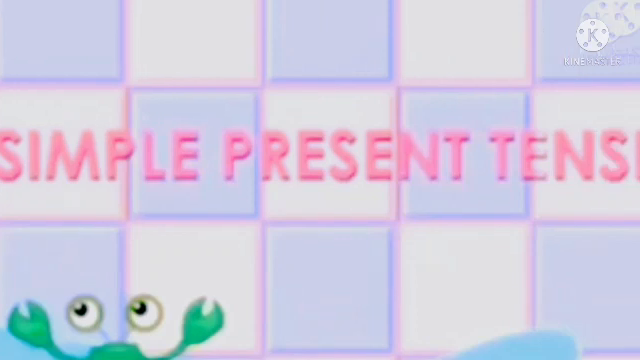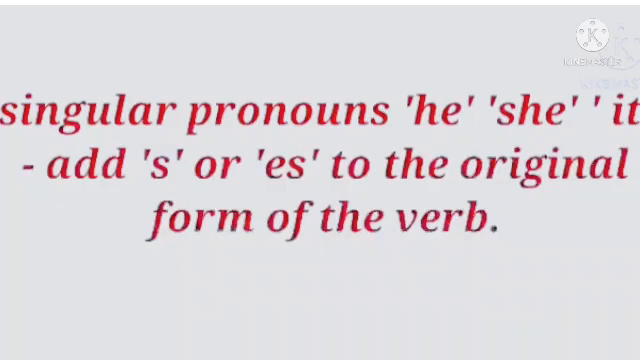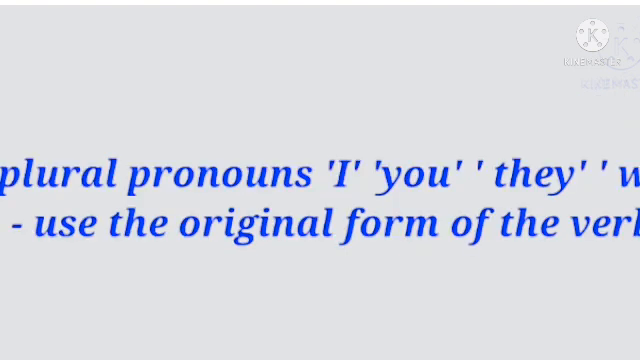We are going to learn simple present tense. The simple present tense is used for general truths, and also for actions which are done often, usually, sometimes or every day. With singular pronouns he, she and it, we add s or es to the original form of the verb. If the pronouns are plural like I, you, we and they, we use the original form of the verb itself.